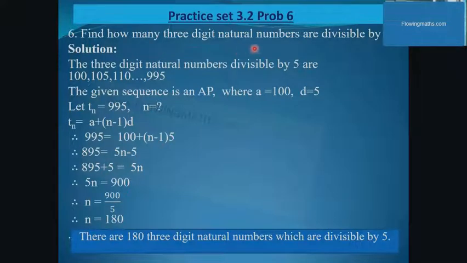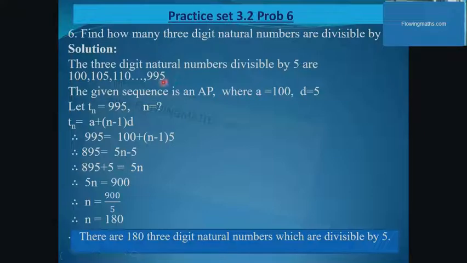How many 3-digit natural numbers are divisible by 5? That is the problem. Problem 6. Now, 3-digit numbers are numbers starting from 100. So 100 has 3 digits, 1, 0, 0. 1000 has 4 digits. So it is less than 1000. So it will be 999.